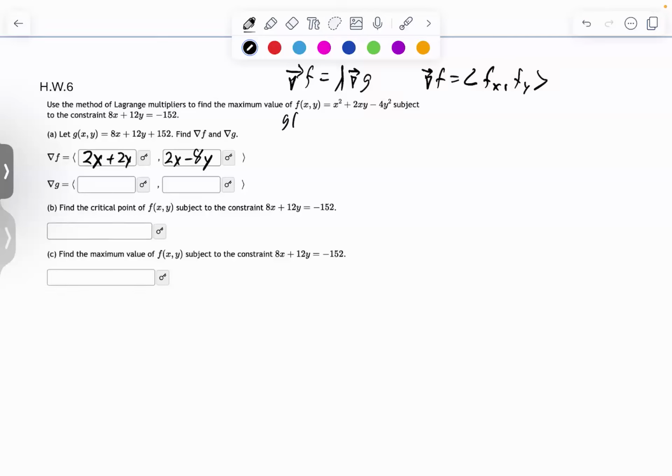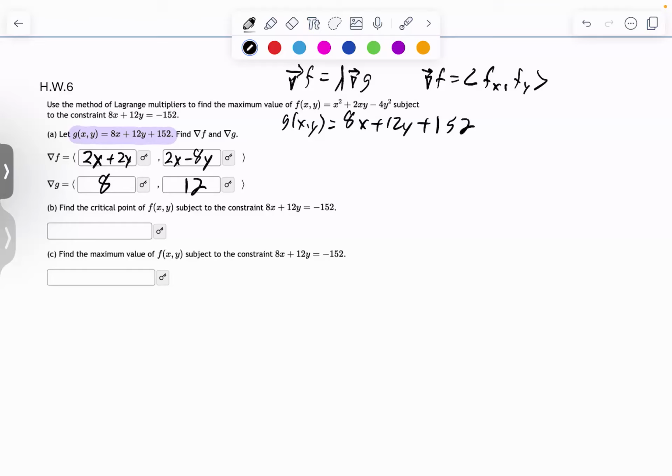Now, the function g of x, y, I need to explain. That's when my constraint is equal to 0. So that's going to be 8x plus 12y plus 152. And they've already given that to us. That's where that comes from. They just added the 152 to the other side. And so if we do del g, that's the derivative of g with respect to x first, which is just 8. And with respect to y, that's 12. And so there is part A.